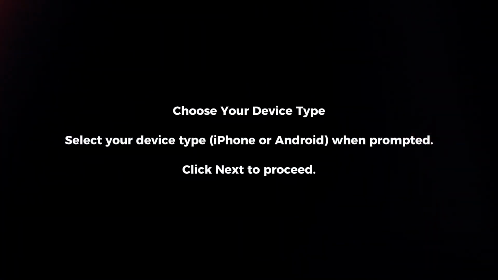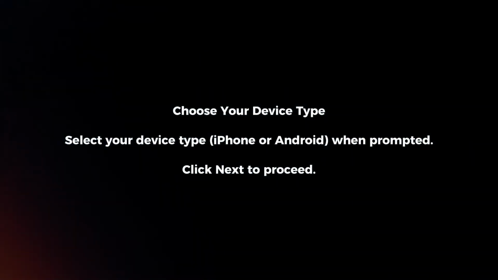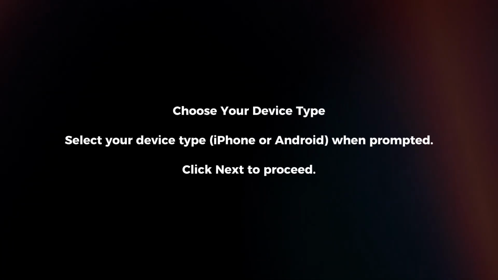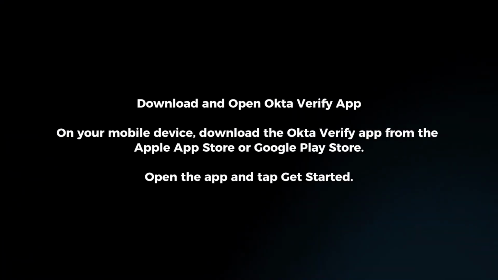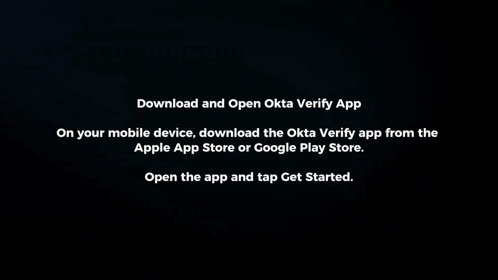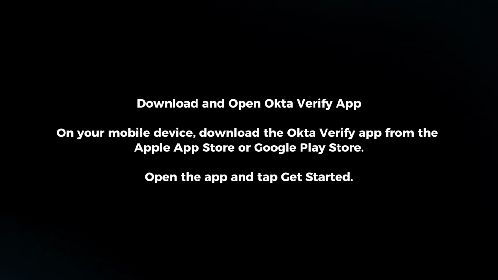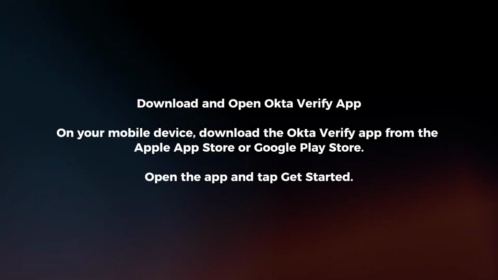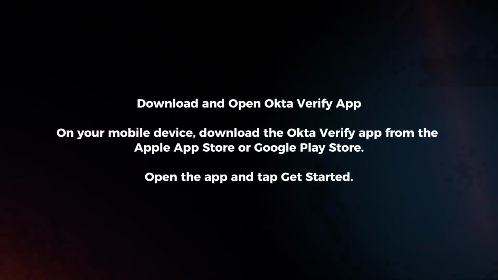Choose your device type. Select your device type when prompted. Click Next to proceed. Download and open Okta Verify app. On your mobile device, download the Okta Verify app from the Apple App Store or Google Play Store. Open the app and tap Get Started.